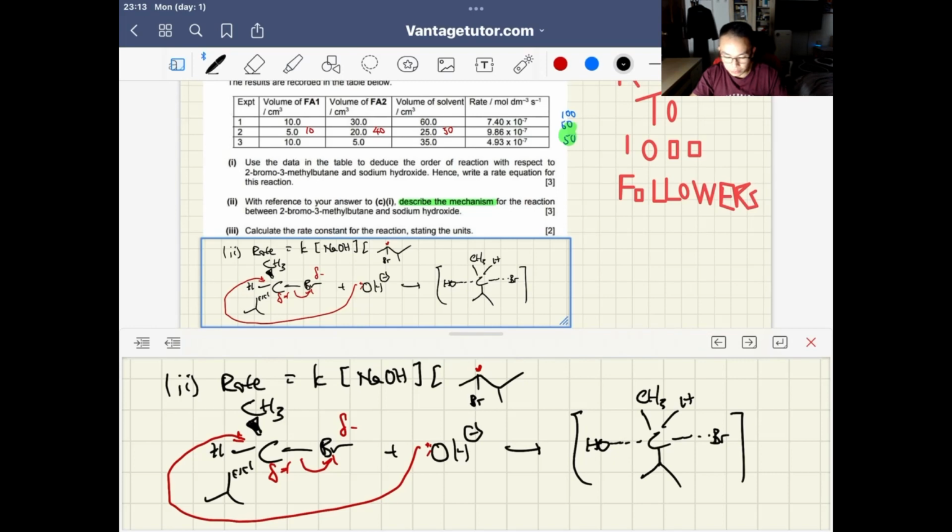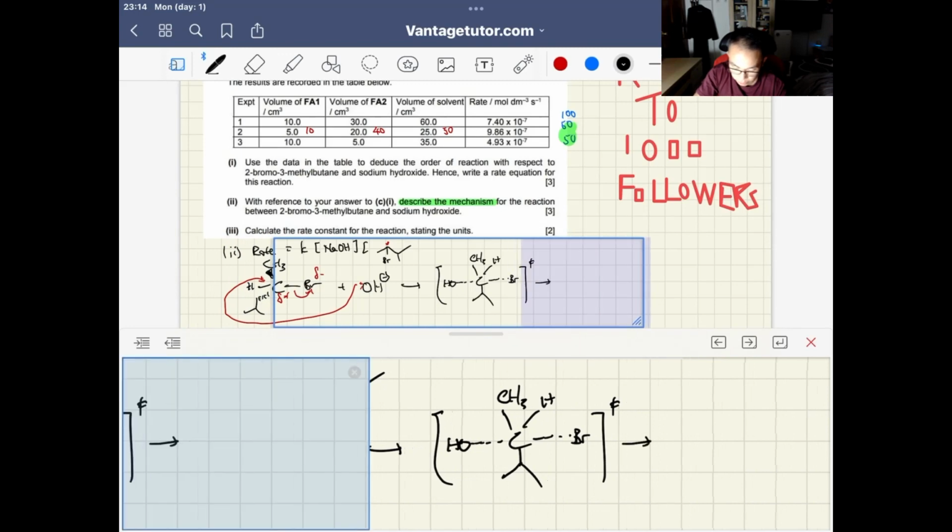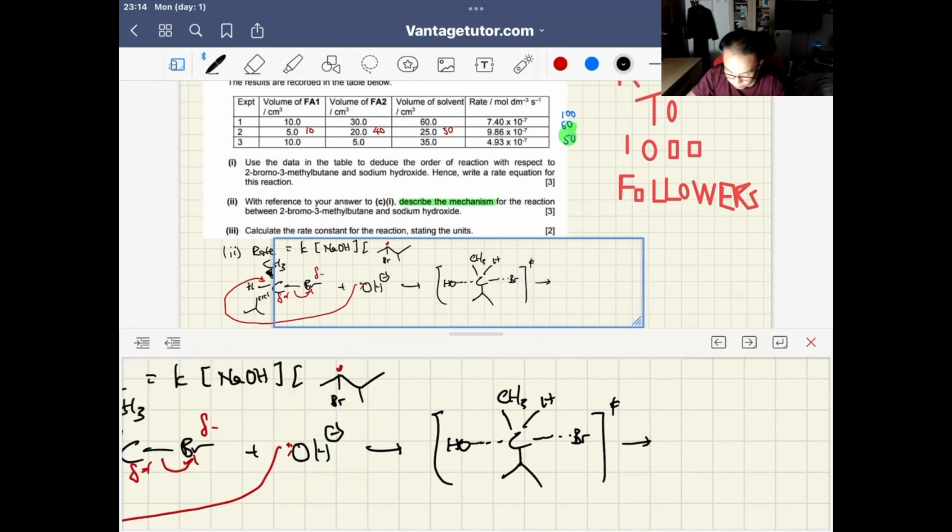Okay, so from here, draw my intermediate. Next part. Okay, you need to show me the inversion of the umbrella. So C, go to the other side. I have my, okay, I have my over here.